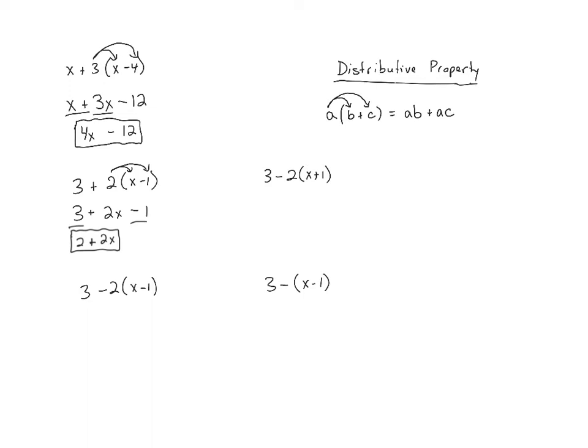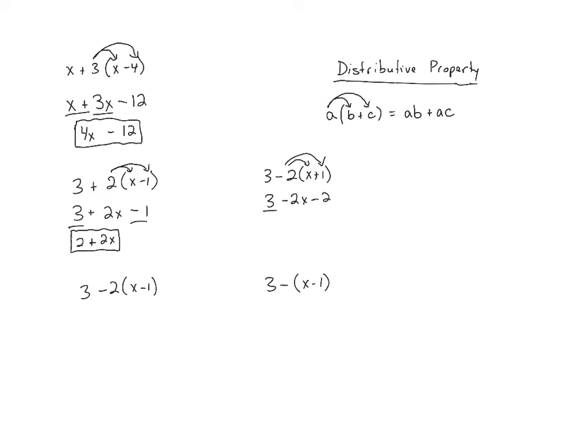In the next one, we have to distribute the negative 2. Because this is a subtraction, this term right here, if we were ignoring all the parentheses, would be negative 2. And so that negative needs to get distributed along with the 2. So again, we're going to keep the 3 out front. Now negative 2 times x is going to be negative 2x. And then negative 2 times 1 is going to give us negative 2. So when we distribute, that gives us 3 minus 2x minus 2.